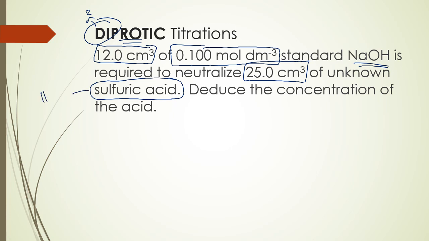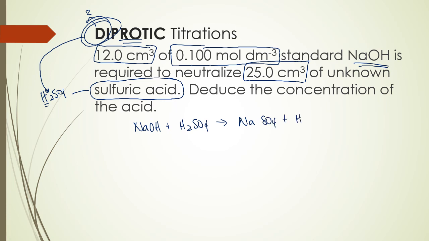Sulfuric acid is H2SO4. Diprotic because it's got 2 protons, 2 hydrogens. When I write the balanced equation for this guy, NaOH plus H2SO4 yields sodium sulfate and water. Sulfate's charge is a -2, sodium's a +1, so I need 2 sodiums to balance out that sulfate. I need 2 sodium hydroxides to balance the equation. I'm going to make 2 waters.